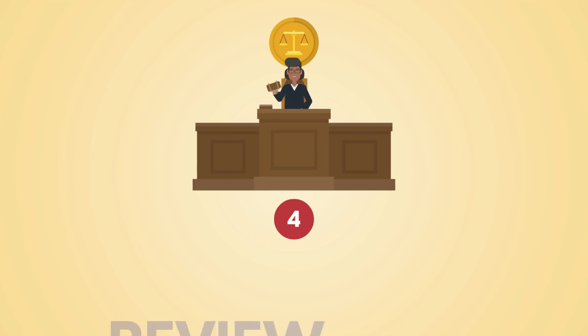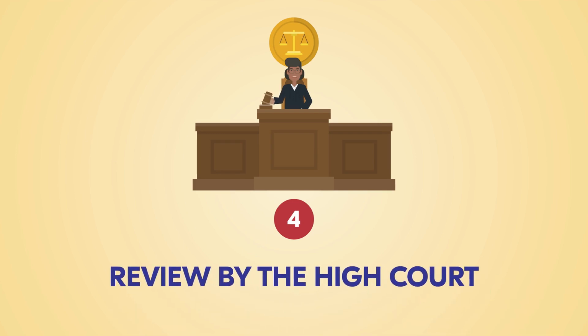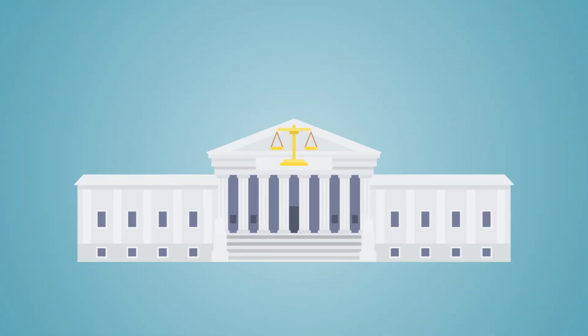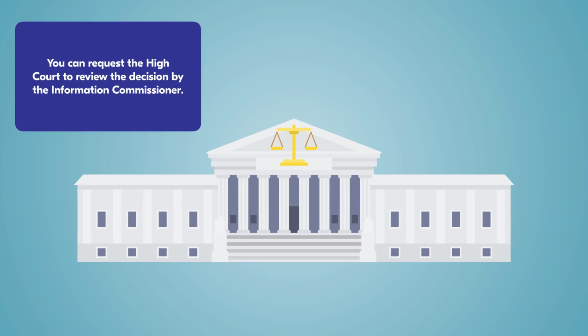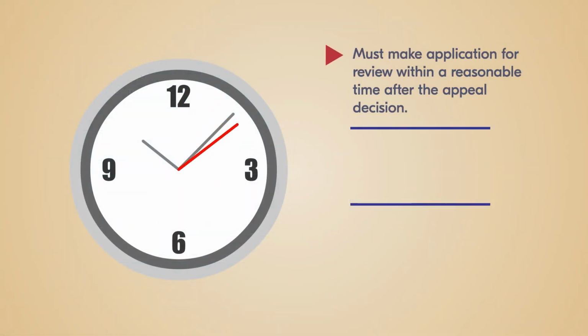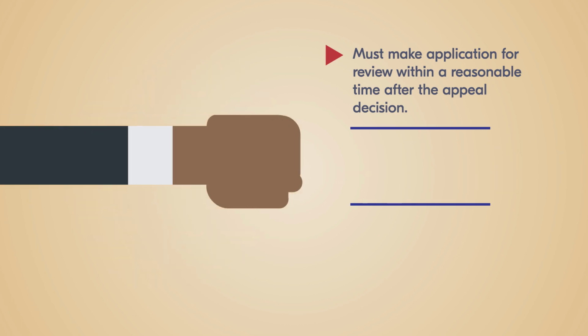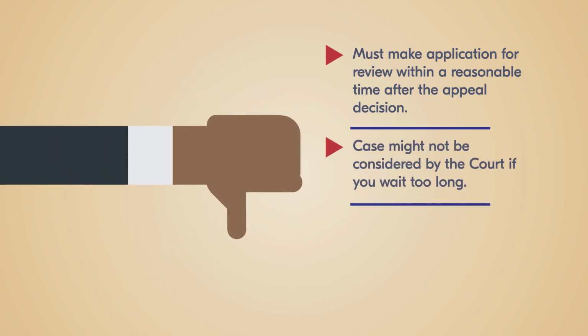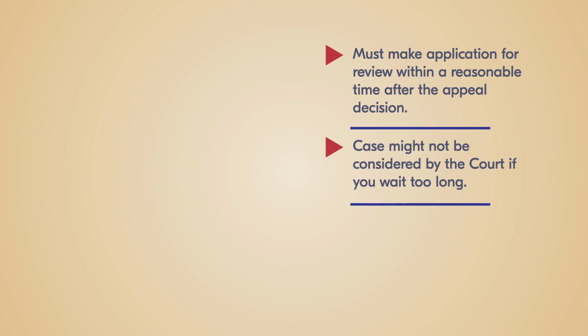Step 4. Review by the High Court. If you are not happy with the outcome of the appeal to the Information Commissioner, you have the right to ask the High Court to review the decision. You must make this application for review within a reasonable time frame after the appeal decision by the Information Commissioner. There's no specific time frame for what is reasonable, but your case might not be considered by the court if you wait too long, so it's best to act as quickly as possible.